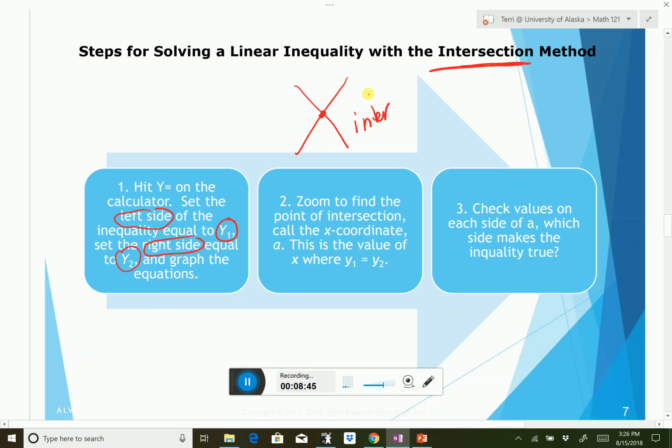So remember that's 5. We go second trace, which is calc. Go to 5, intersection. We hit enter, enter, then we put a guess, enter. And that should give us that x. Then you check the values on each side of that point, I'm calling that point A, at x equals A, to see which side makes the inequality true. And then you have it.